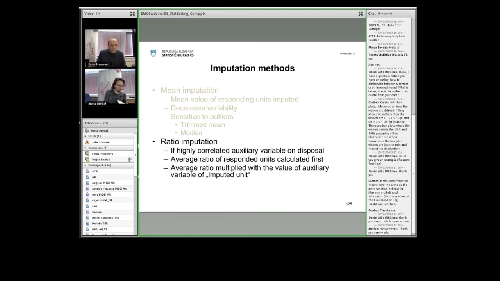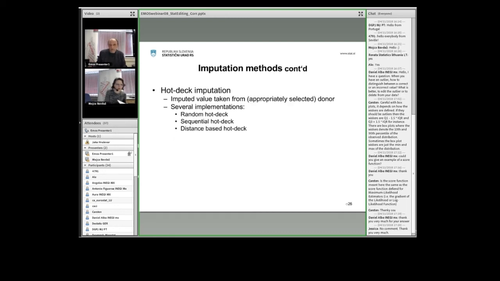Okay. Very quickly, we go to the next one. The next one is perhaps, at least in some areas, the most commonly used method. This is hot deck imputation. Also, the idea behind this method is very, very simple. If I don't have a value for one unit, let's try to find a similar unit and take the value from that unit. The unit from which we take the imputed value we usually call the donor.